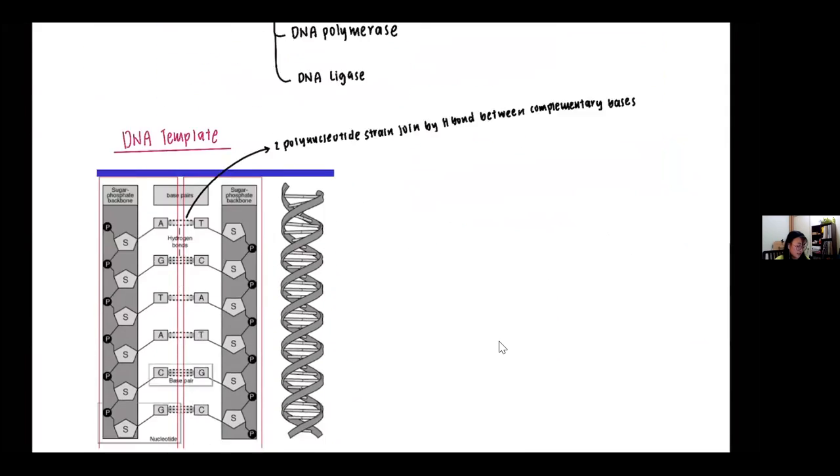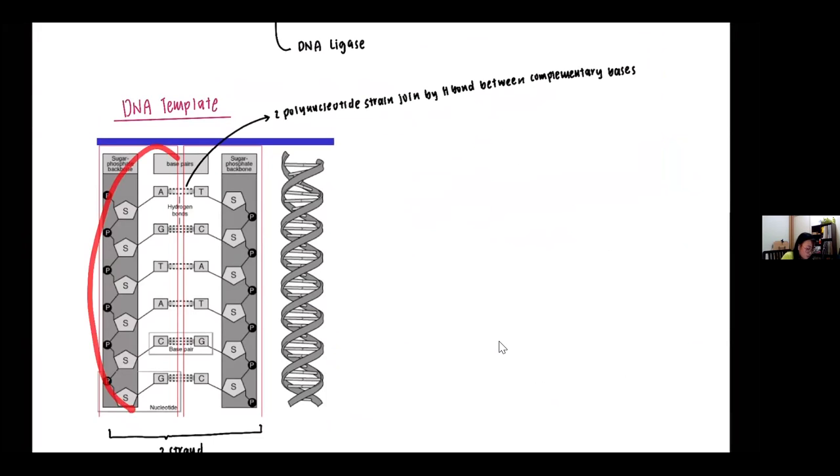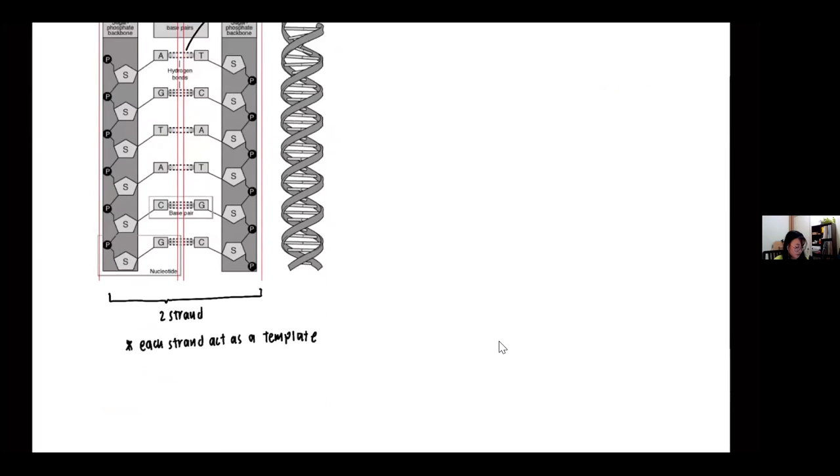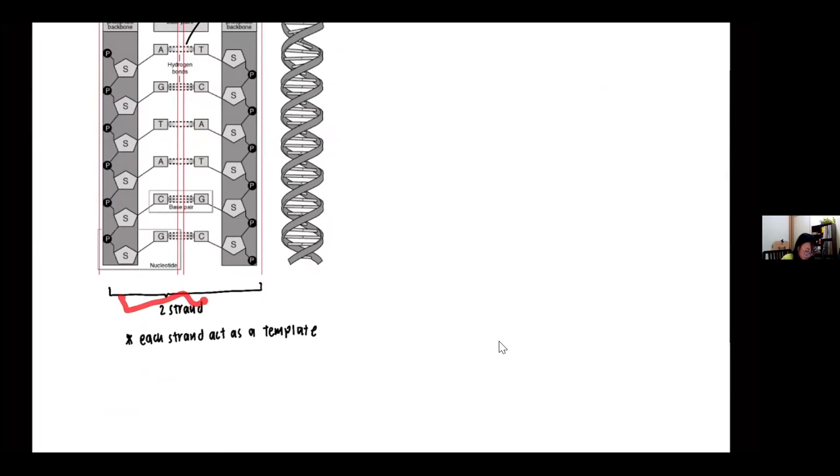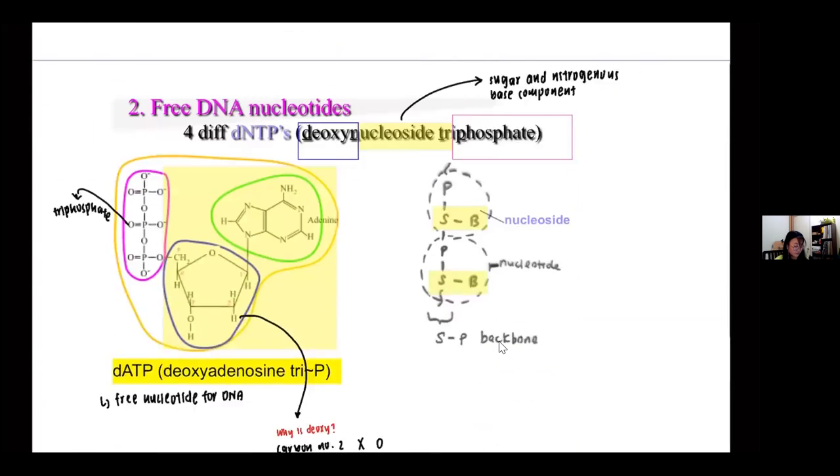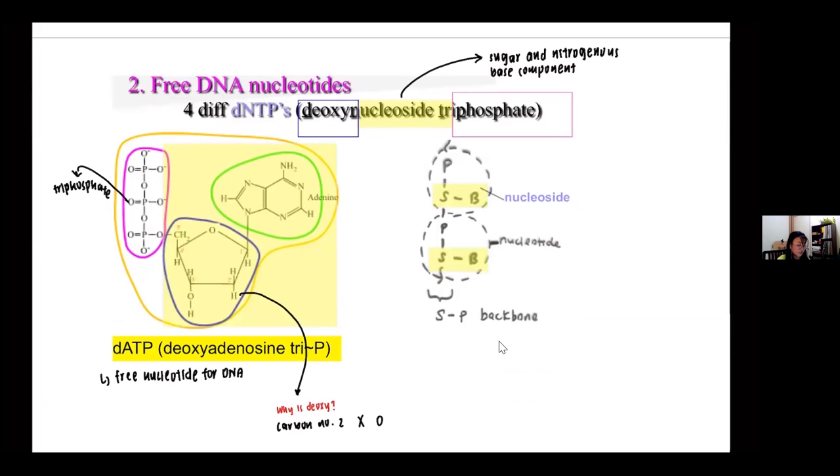So for the DNA template, here are two polynucleotide strands. They are joined by the hydrogen bond between the complementary bases. So there are two strands here. Each strand will act as a template. Then free DNA nucleotide. There are 4 different dNTPs, which stands for deoxynucleoside triphosphate. So deoxy, we need to look at the sugar structure.